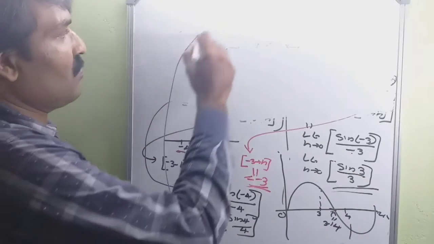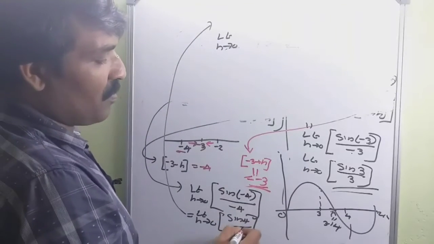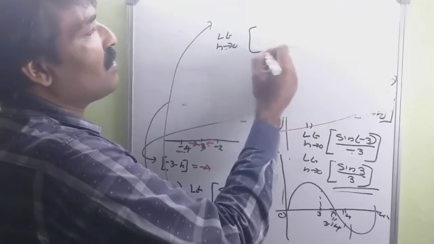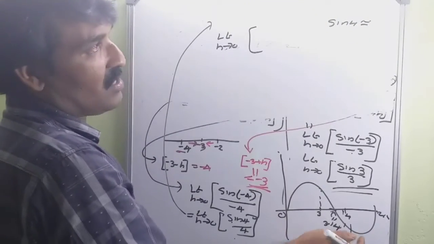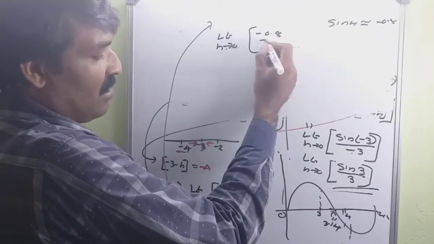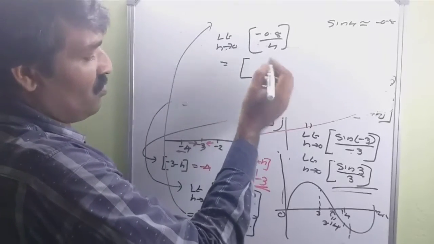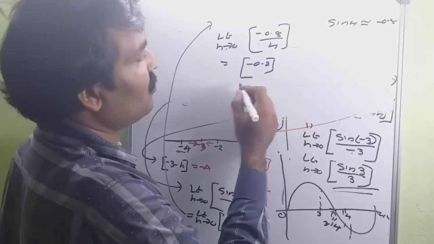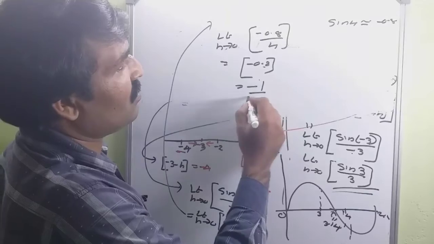This becomes limit h tends to 0 of sine 4 by 4. 4 is lying in the third quadrant. Let sine 4 be approximately equal to minus 0.8, that is the value is greater than minus 1. So this is equal to minus 0.8 divided by 4, that is equal to the greatest integer function of minus 0.2. Greatest integer of minus 0.2 is equal to minus 1.